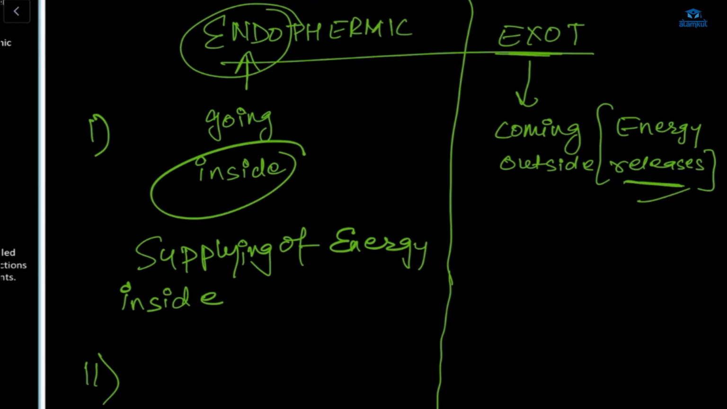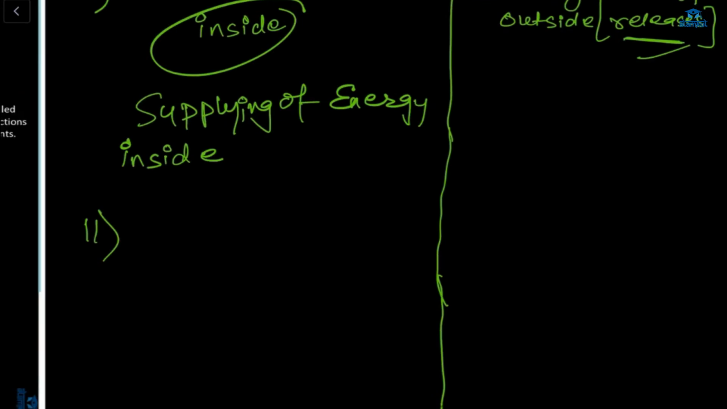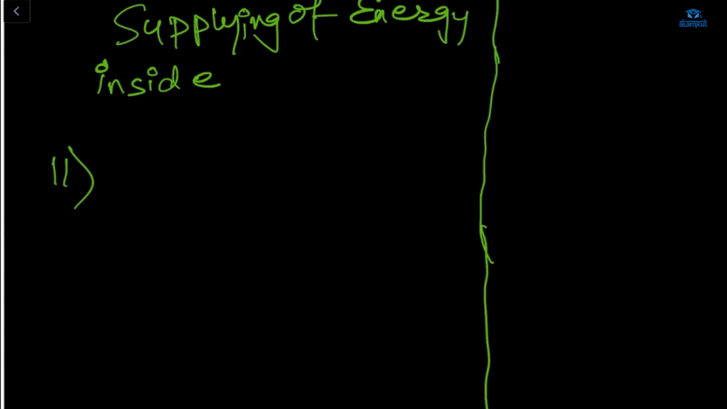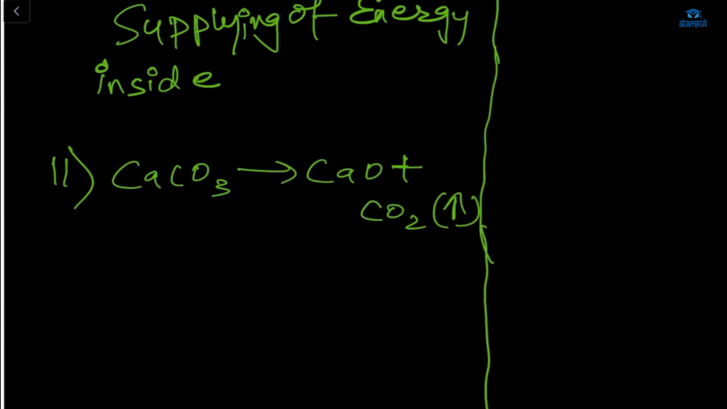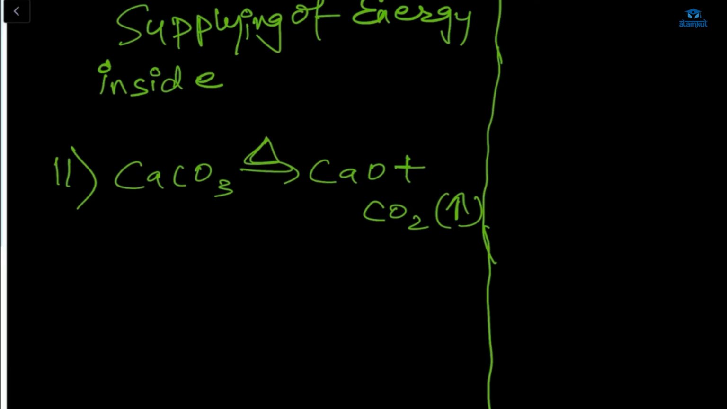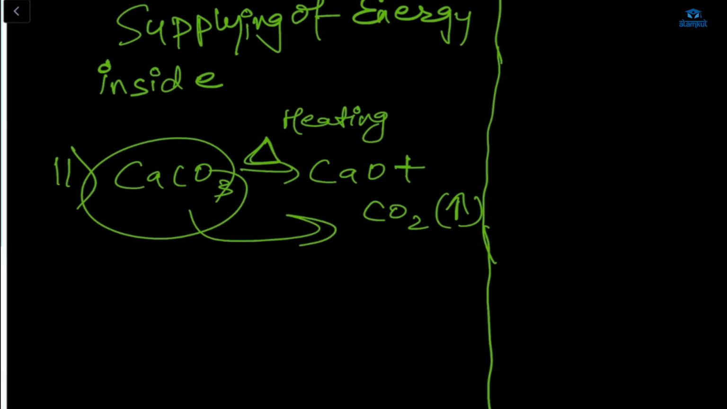The next example will be endothermic. Can I write this example? CaCO3 is giving CaO plus CO2. This is heating. If I'm heating this, if I'm supplying energy, heat means supplying of energy.